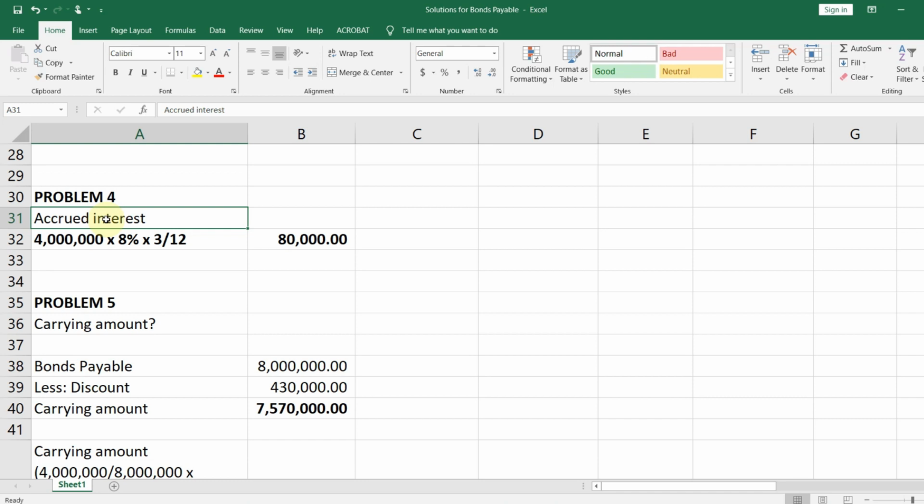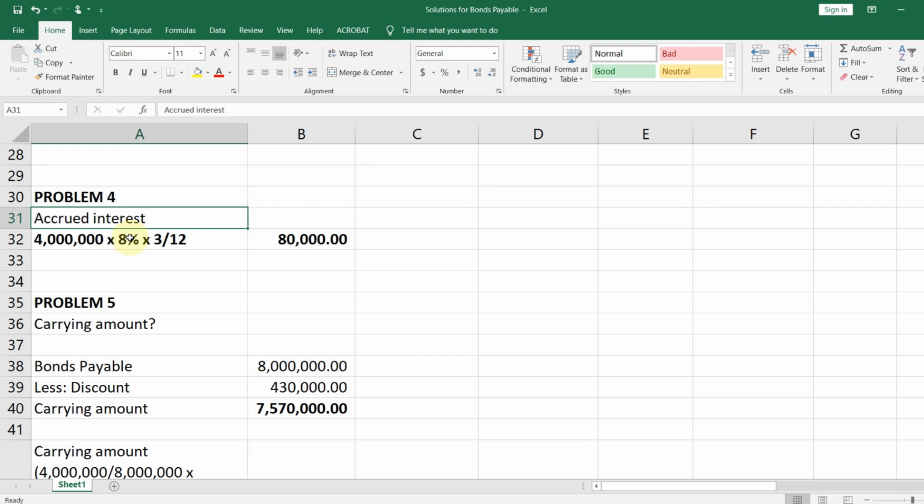Hindi ka naman magbabayad ng interest agad ng October 1 kasi i-issue lang ng October 1. Ibig sabihin, yung sunod mong payment is April na. Okay? So, dahil April na, pagpatak ng December 31, meron kang payable. Kasi hindi pwedeng hindi mo siya i-declare. So, magka-count ka from November or from October. Siyempre, from October kasi yun yung date ng bonds payable na in-issue mo.